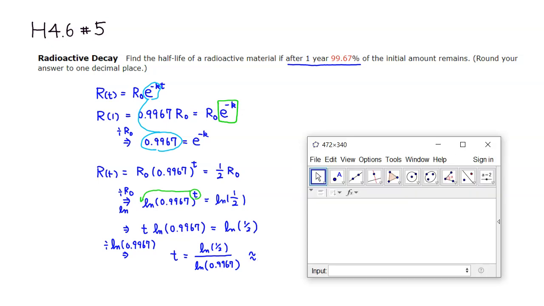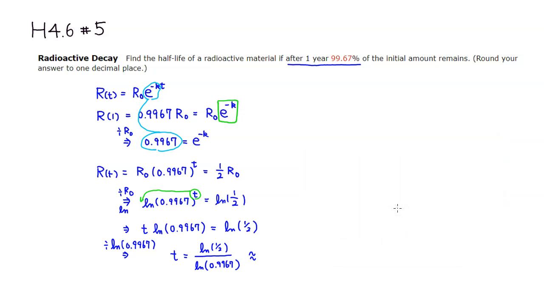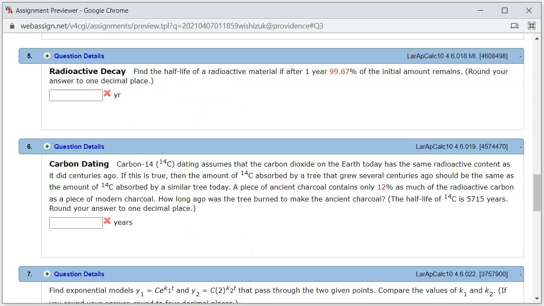Let's open up GeoGebra, and we need to compute natural log of 1/2, just say 0.5, divided by natural log of 0.9967. Then hit enter. We want to round it to one decimal place, which it already is, so it's 209.7. So you have 209.7 years.